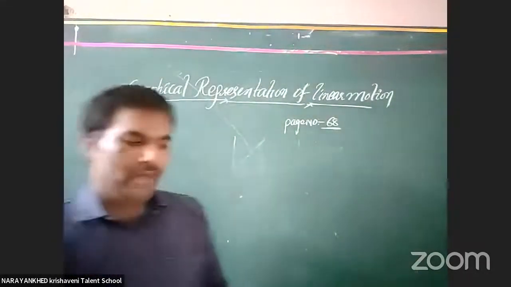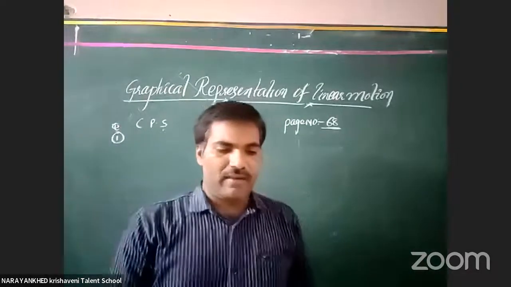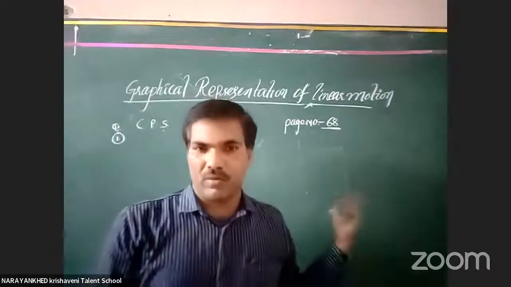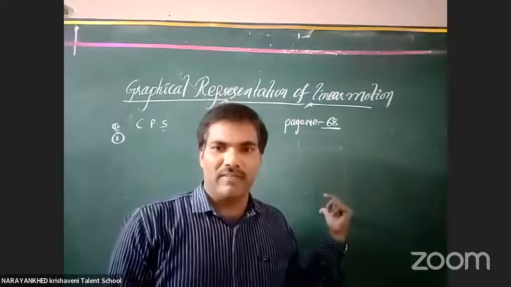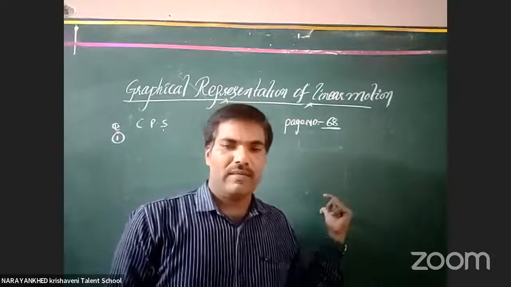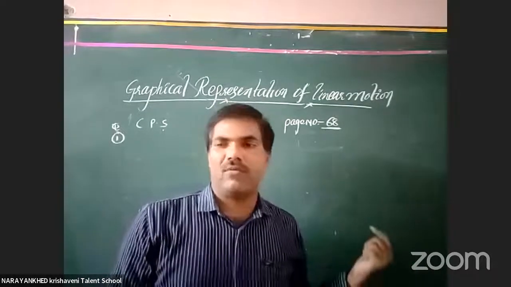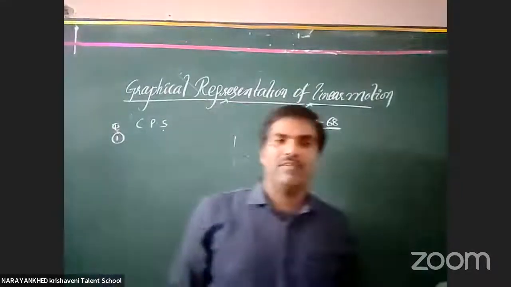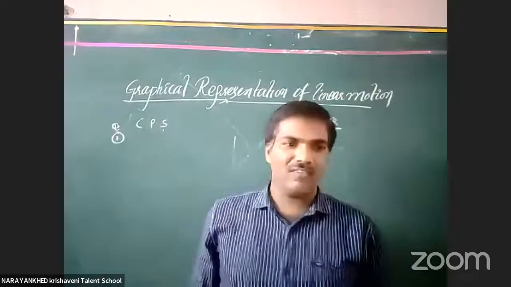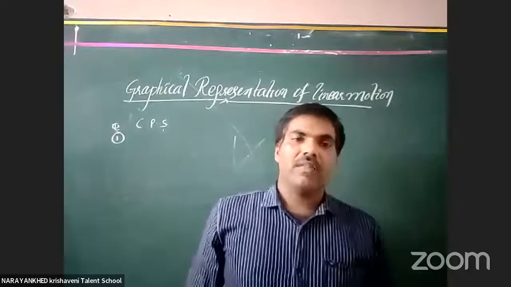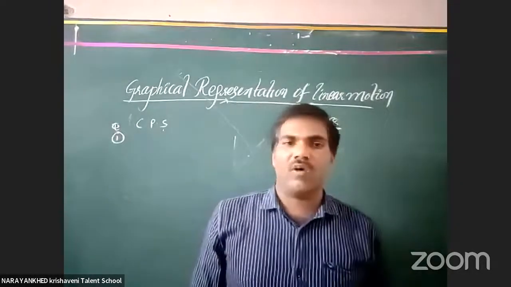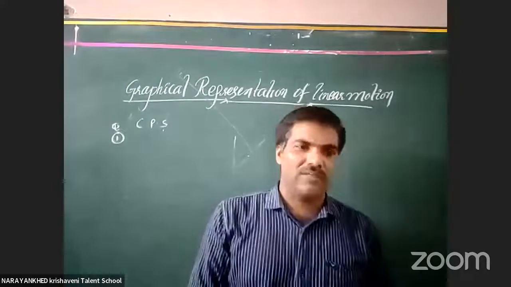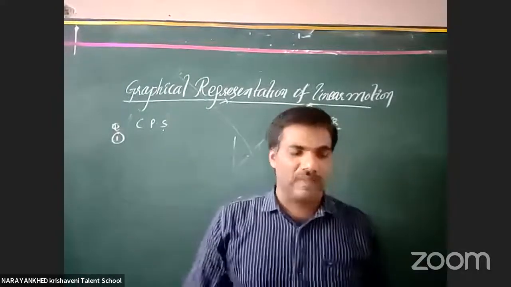Next, the area under the acceleration and time graph gives us one thing. We just discussed it now: velocity. The area under the curve of acceleration and time is acceleration into time. What is it according to physics? Velocity. Yes, v by t into t, that is velocity.